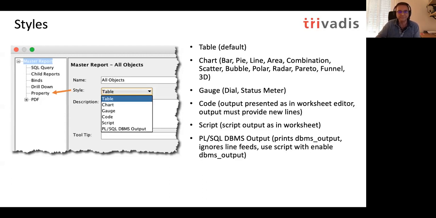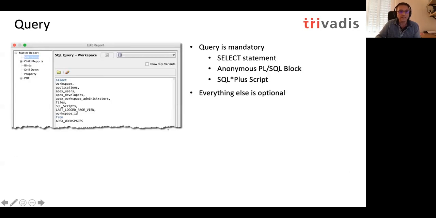So you basically choose your style here, and based on that, on the next screen, what you enter in the SQL query section is really a SQL query, or an anonymous block, or a SQL Plus, or better, a SQL CL script. So basically, to create the report, you just have to enter these two things: how you would like to represent it, and you enter a query or a SQL CL script. That's it. Everything else is optional.